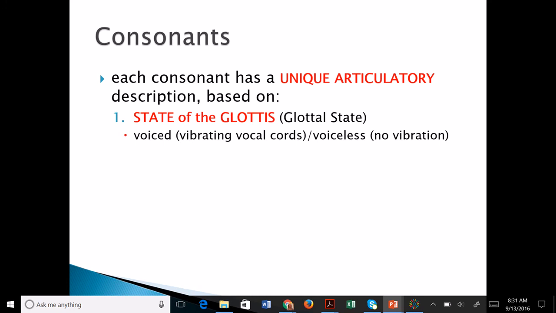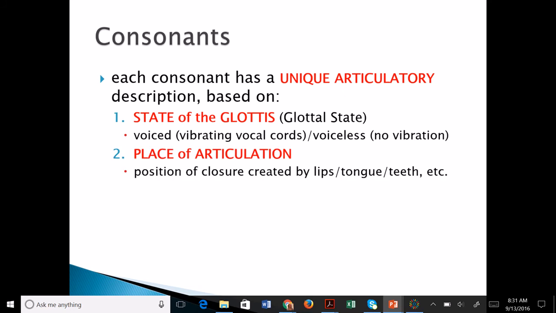And this is where we make note of the quality of voicing of the consonant. Is it a voiced sound or is it a voiceless sound? If it's a voiced sound, our vocal cords are vibrating. If it's a voiceless sound, there's no vibration. Now remember, consonants are closed-in sounds. So the next important criteria for consonants is, where does the closure take place? How are we actually closing off the vocal tract?